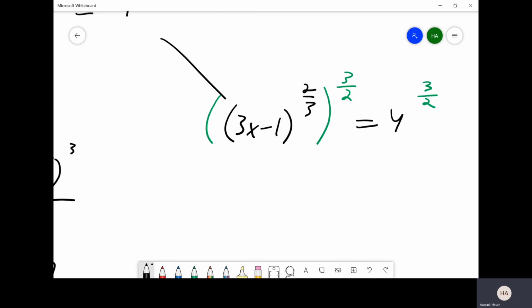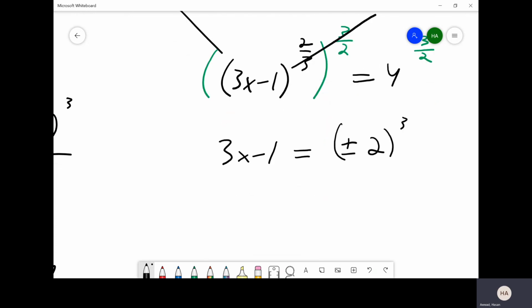Okay, so these are going to cross out like we saw before. We're just left with 3x minus 1. And 4 to the 3/2 power, it doesn't matter which order you do it in, right? So what I'm going to do is I'm just going to take the square root first, because why not? So the square root of 4 is going to give us plus or minus 2, right? And then this whole thing is cubed. Okay, plus or minus 2, cubed.